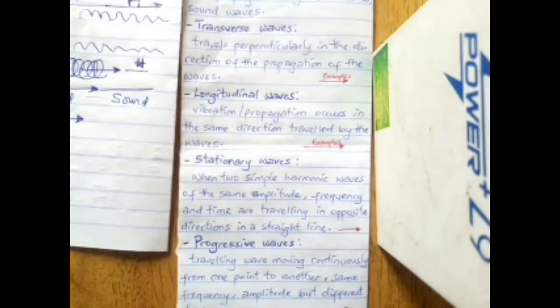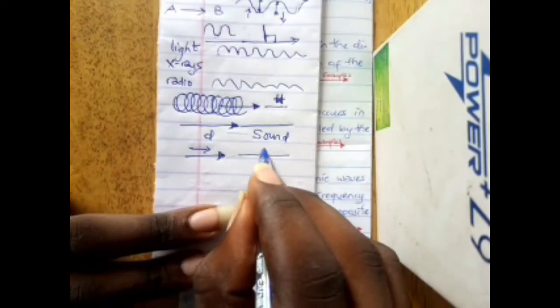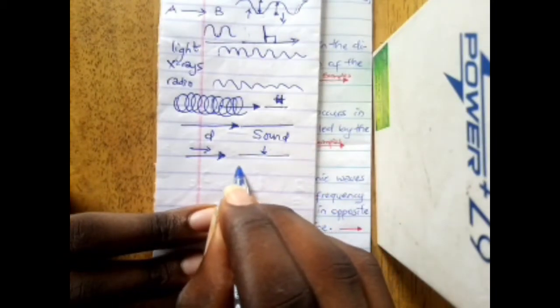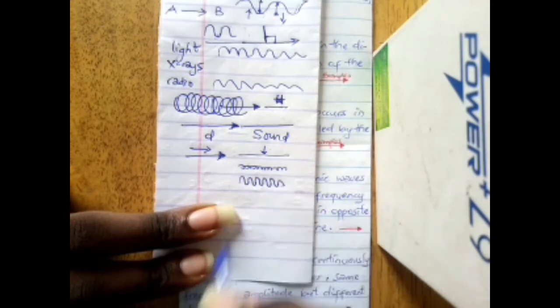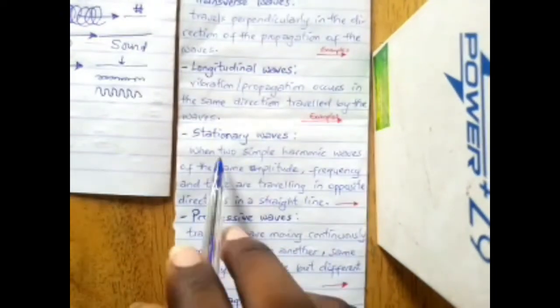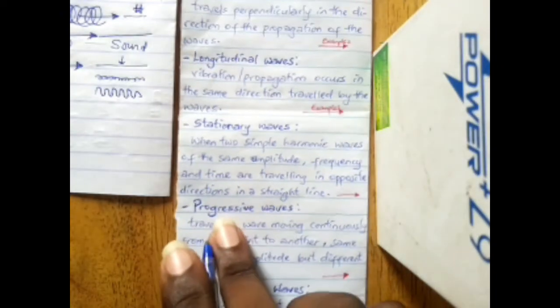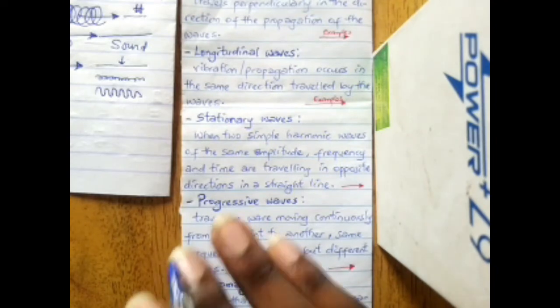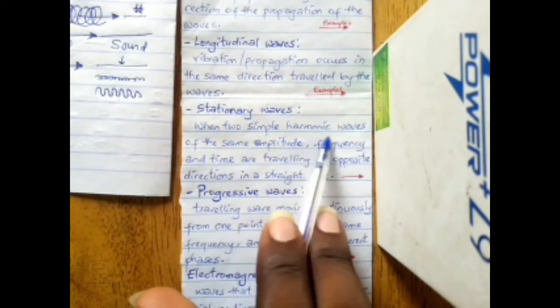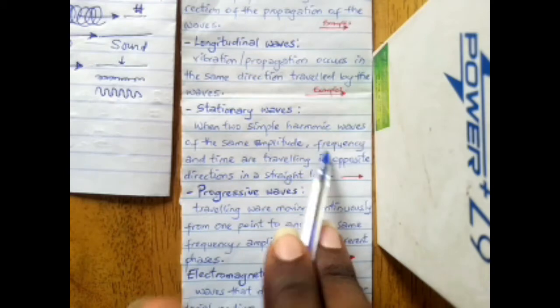So for longitudinal waves, you have sound waves, which you can see in the vibration of musical instruments. You have probably a string, a vibration of this string. The vibration occurs in the horizontal direction, not perpendicular to the direction of the movements of the wave. So also we have stationary waves. When you say stationary, you mean something that is standing or static and isn't moving. Now when two simple harmonic waves of the same amplitude, frequency and time are traveling in opposite directions in a straight line, we have a stationary wave.